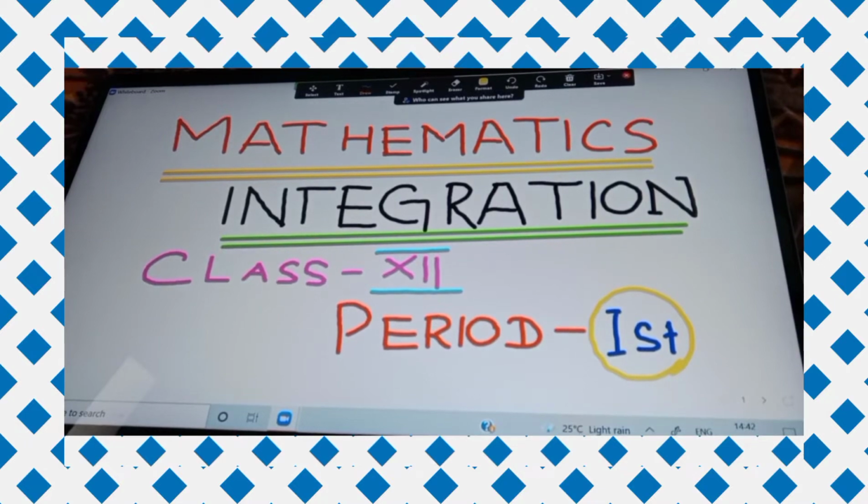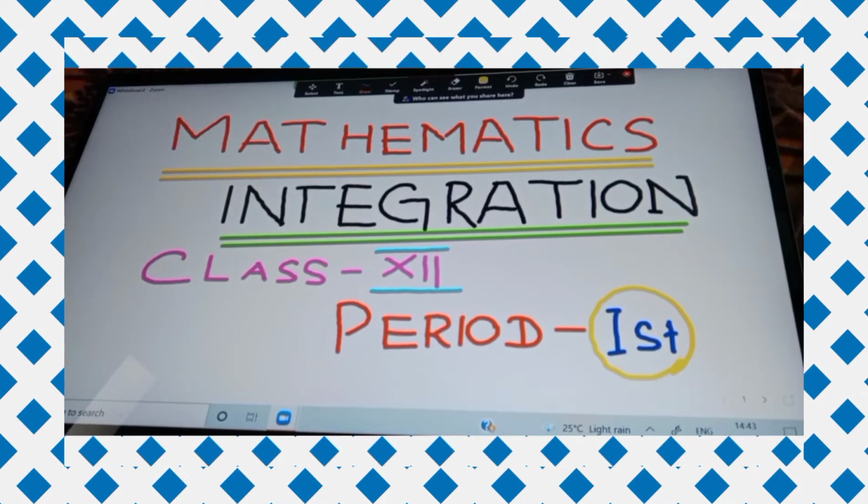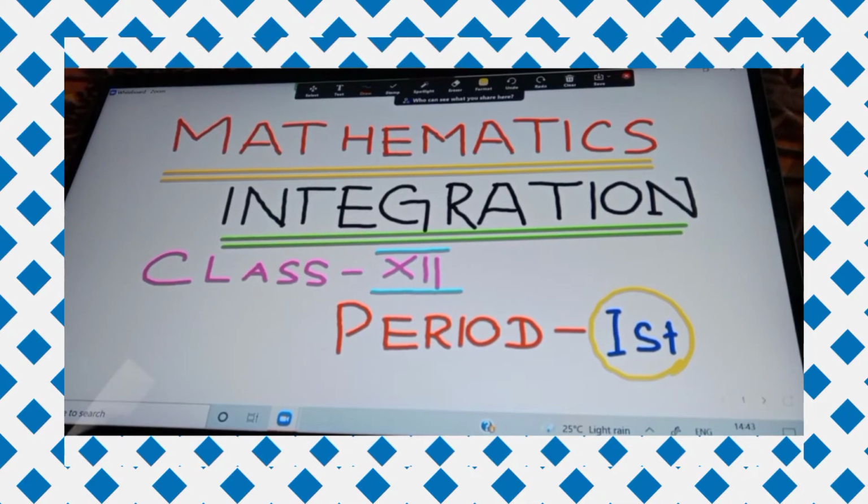Integration, I hope you are able to see it. Integration is one of the vital chapters of your mathematics. It has wide application in various fields of science, mostly in physics. You will also find out how to find the area under the curves. In geometry also, you will find wide application in calculus and in coordinate geometry.